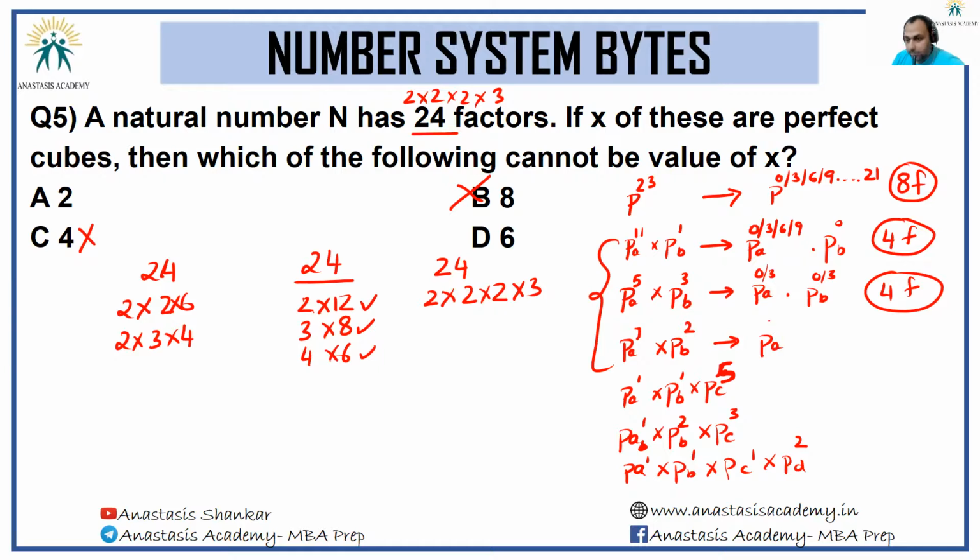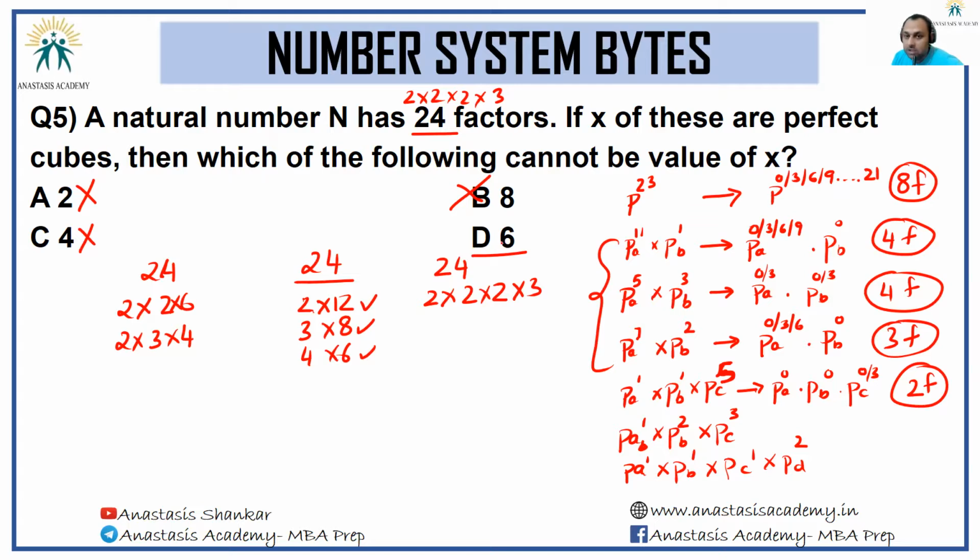Here, what will we get? Prime raised to the power A, 0 or 3 or 6 into prime B raised to the power 0. Here we get 3 factors which are perfect cubes, but 3 is not present within option, so doesn't help. Here we will get prime A raised to the power 0 only, prime B raised to the power 0 only, prime C raised to the power how much? 0 or 3. So we'll get 2 factors here, which are perfect cubes. And now I can eliminate A also. D is not possible. 3 options have been eliminated.